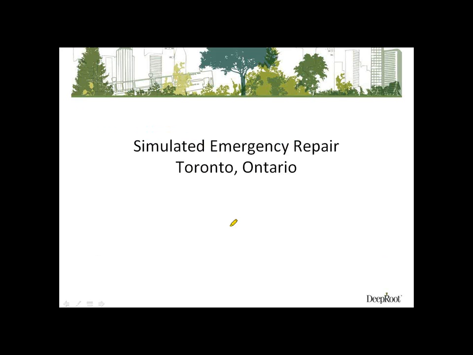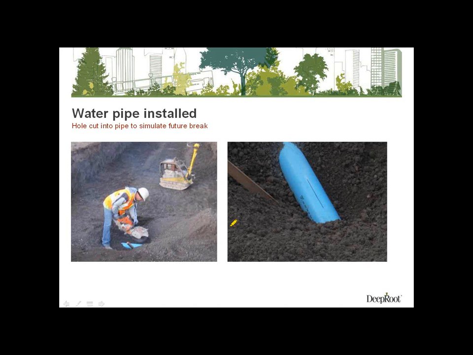So this was done at a test site. The first thing we did was excavate down below where the Silva Cells were going to go, to the depth of where a water main would normally be. Then the contractor installed a 6-inch PVC pipe going across the excavation, and then proceeded to cut a slot in the top to function as a crack or a break in the water main.